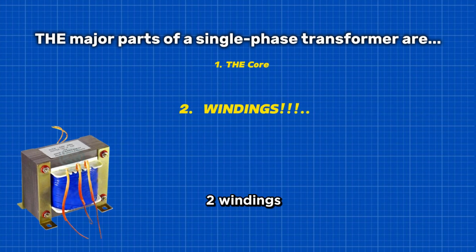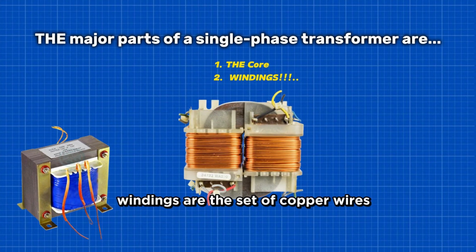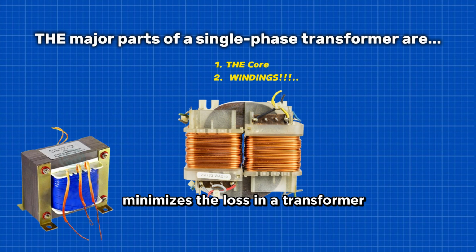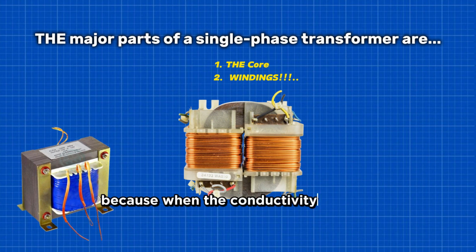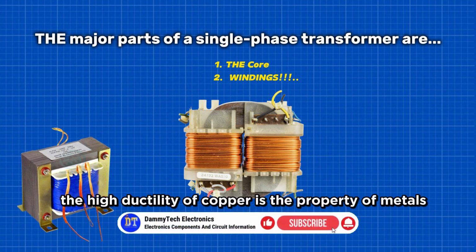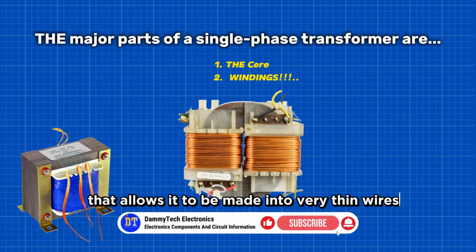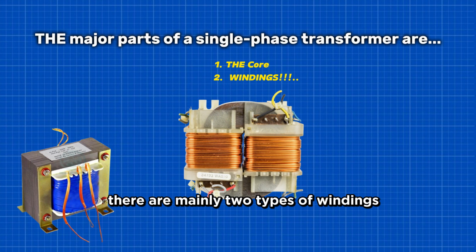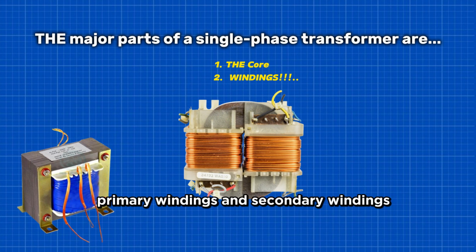2. Windings. Windings are the set of copper wires wound over the transformer core. Copper wires are used because the high conductivity of copper minimizes the loss in a transformer, because when the conductivity increases, the resistance to current flow decreases. The high ductility of copper is the property of metals that allows it to be made into very thin wires. There are mainly two types of windings: primary windings and secondary windings.